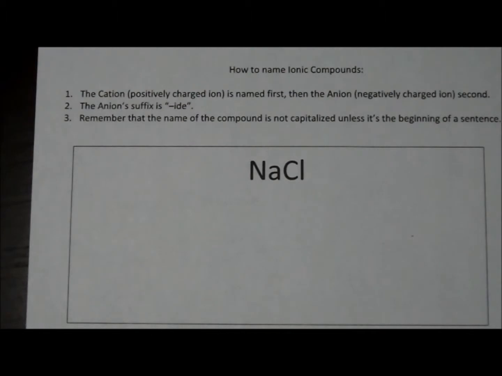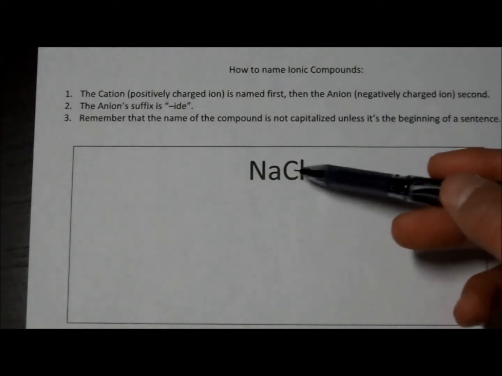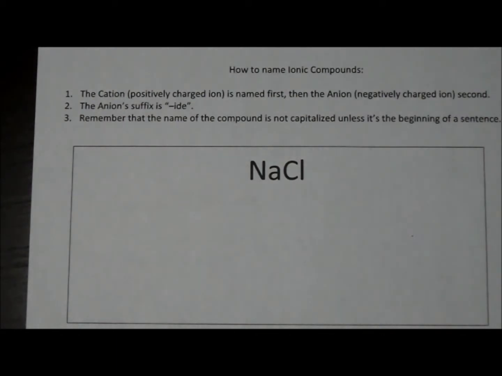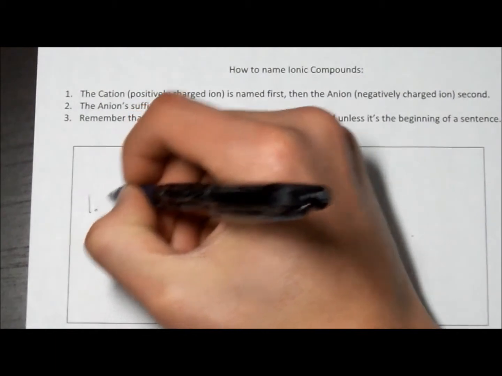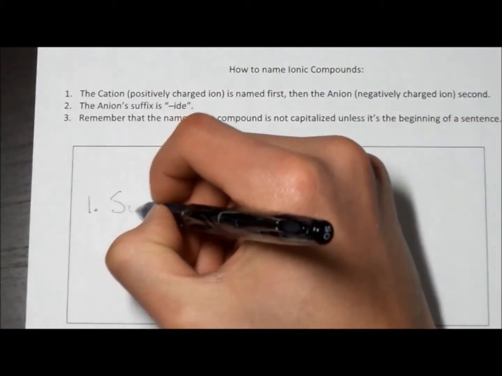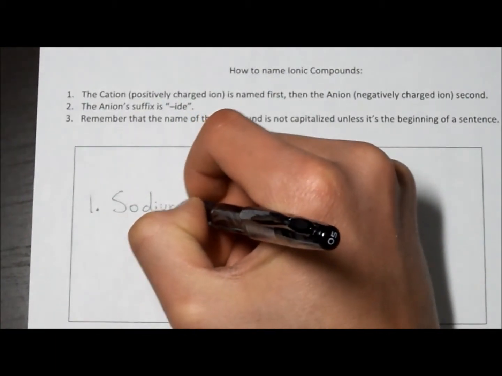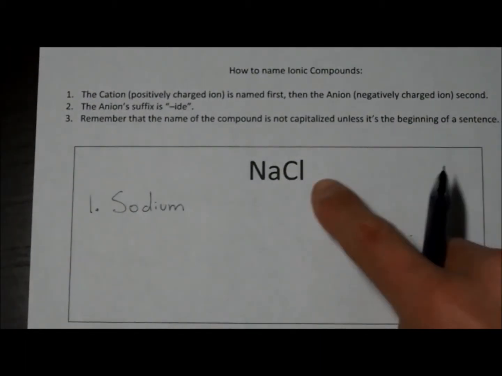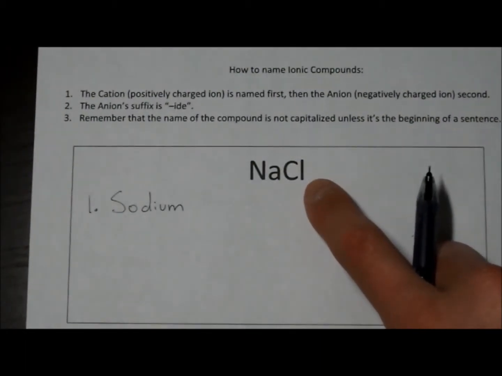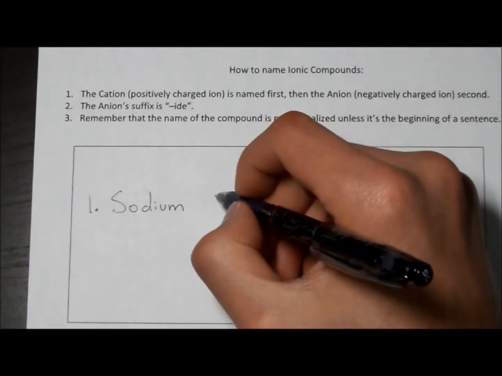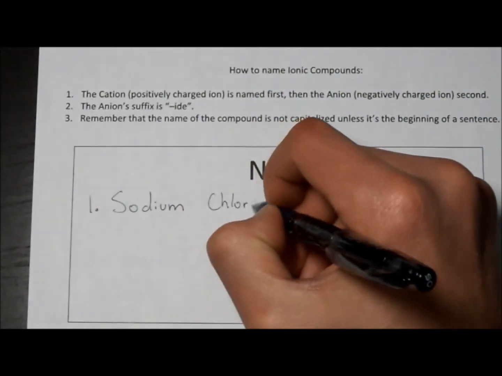The first step to writing the ionic compound name is to write the cation's name first. So Na, since we know sodium is the positively charged ion or element, it will be named first. So sodium, and we know that Cl, chlorine, is the anion, negatively charged ion, will be written second, and we're just going to write its name without any modifications. Chlorine.